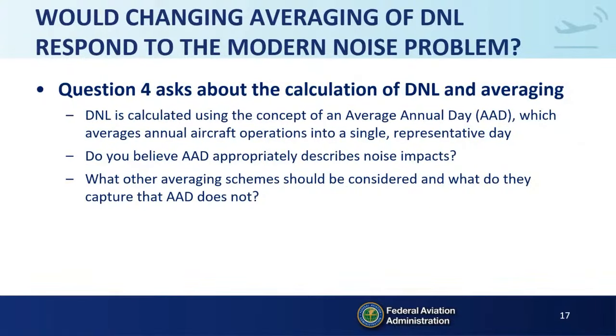Question 4 asks about the calculation of DNL and averaging. DNL is calculated using the concept of an average annual day, which averages annual aircraft operations into a single representative day. Do you believe average annual day appropriately describes noise impacts? What other averaging schemes should be considered, and what do they capture that average annual day does not?